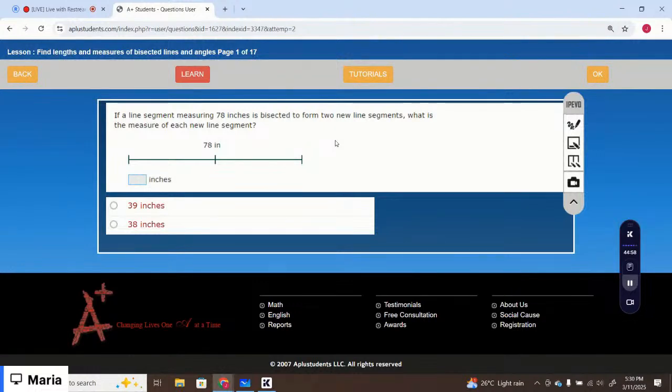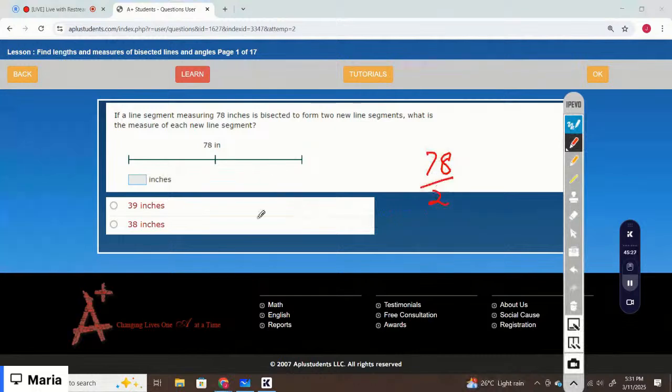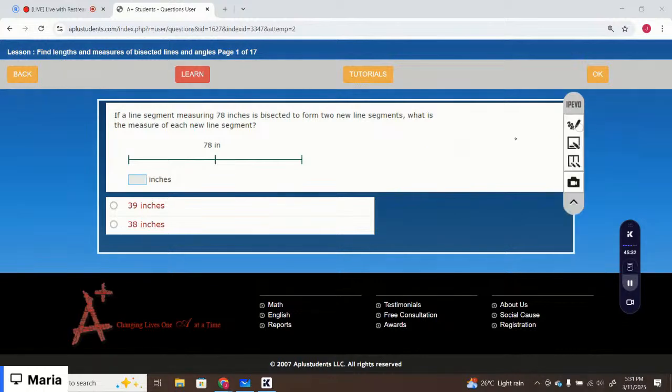If a line segment measures 78 inches is bisected to form two new lines, what is the measure of each line segment? You are going to divide 78 inches into two equal parts. So you have to divide by 2. You have to do 78 divided by 2. So the correct option is 39 inches. Option number one is the correct option.